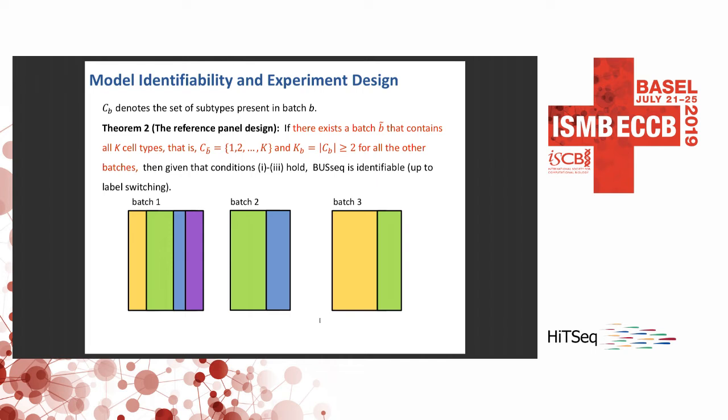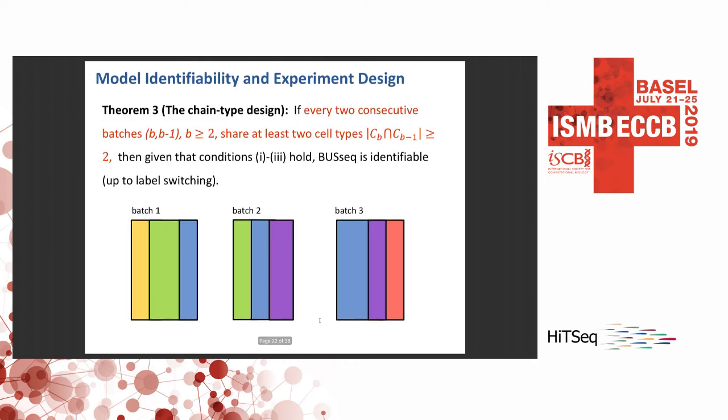People can also complain that this can still be too restrictive. How can I guarantee there exists one patient that contains all the cell types collected from all the other patients? No worry, we can further prove that under a chain type of design, for every two consecutive batches, like batch 1 and batch 2, as long as they share two common cell types, like the green and the blue cell types, and batch 2 and batch 3 share the blue and the purple cell types, then for batch 3 you can have a red cell type and so on and so forth. Then we will be safe.